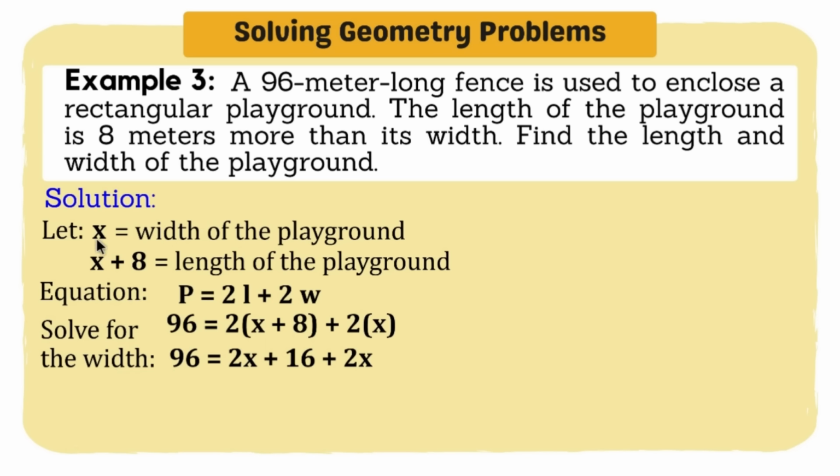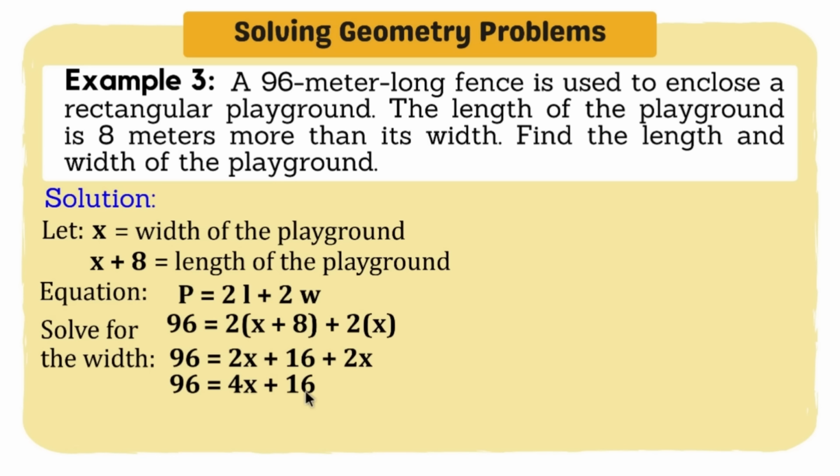Okay, doon sa representation natin, x is the width of the playground. So anong pwede nating i-combine dito sa ating equation? Yes, we can combine 2x and then 2x, so magiging 4x na po siya. Okay, plus 16. Now take note, if you notice, nasa right side po yung ating variable, which is x. So pwede naman dito lang siya muna and then saka na lang natin ilipat later on. So ang goal natin is ma-isolate yung ating variable x.